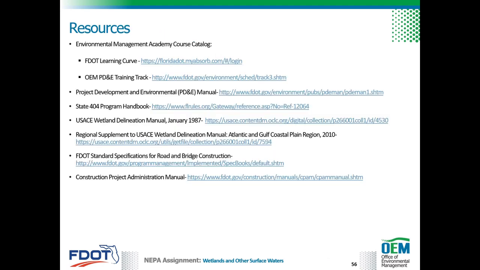The Office of Environmental Management maintains a central library of training materials as well as documents and publications including manuals, handbooks, guidelines, and agreements. Key references pertinent to this training include the Environmental Management Academy course catalog, which is available in FDOT's Learning Curve, as well as through the OEM PD&E training track. Other resources include FDOT's Project Development and Environmental, or PD&E Manual, State 404 Program Handbook, the Corps' 1987 Wetland Delineation Manual, and the Corps' 2010 Regional Supplement to the Corps of Engineers Wetland Delineation Manual, Atlantic and Gulf Coast Plain Region, FDOT's standard specifications for road and bridge construction, and Section 12.1 of the Construction Project Administration Manual.